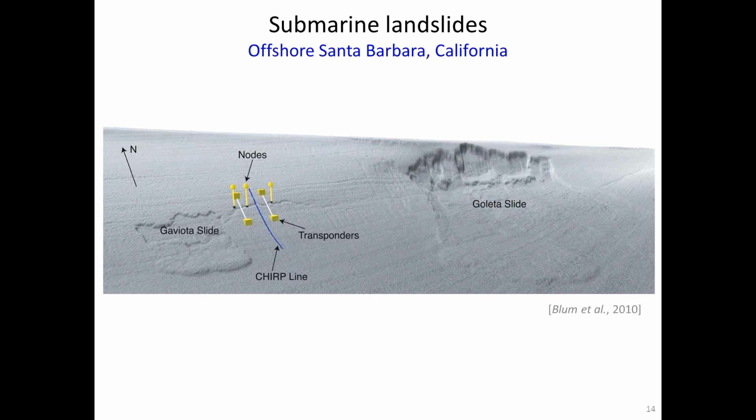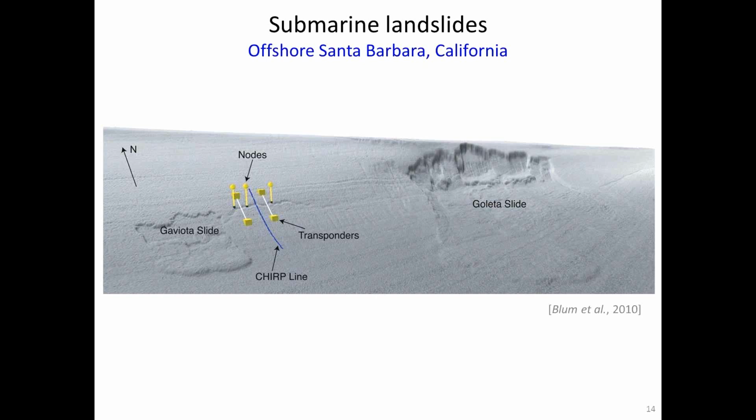But if you look at the other side, you can see the Gaviota slide. And in this Gaviota slide, you can see that the thickness of the landslide is pretty uniform. So we can consider this a translational landslide.